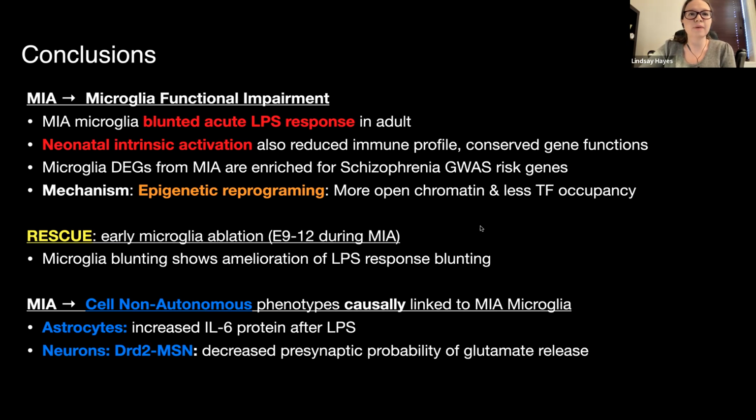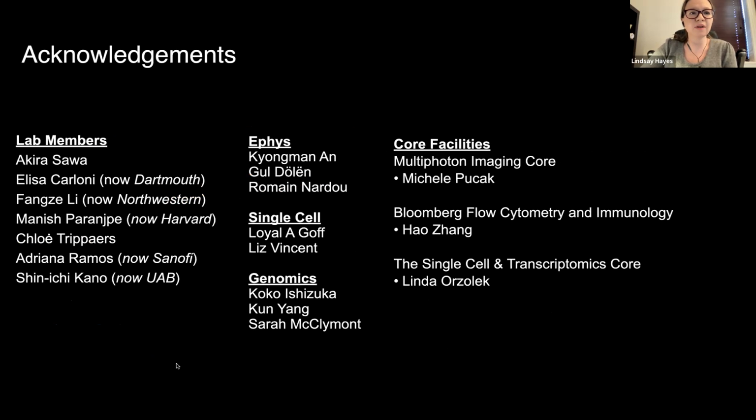We also saw that these microglia were causally linked to a circuit that's important in neuropsychiatric disorders such as schizophrenia, namely this D2 medium spiny neuron circuit that's known to be perturbed in disease and is a major target of antipsychotic medication. So in sum, these results really provide an insight into what's going on in microglia and disease and to really clarify some of these clinical results that we've seen.